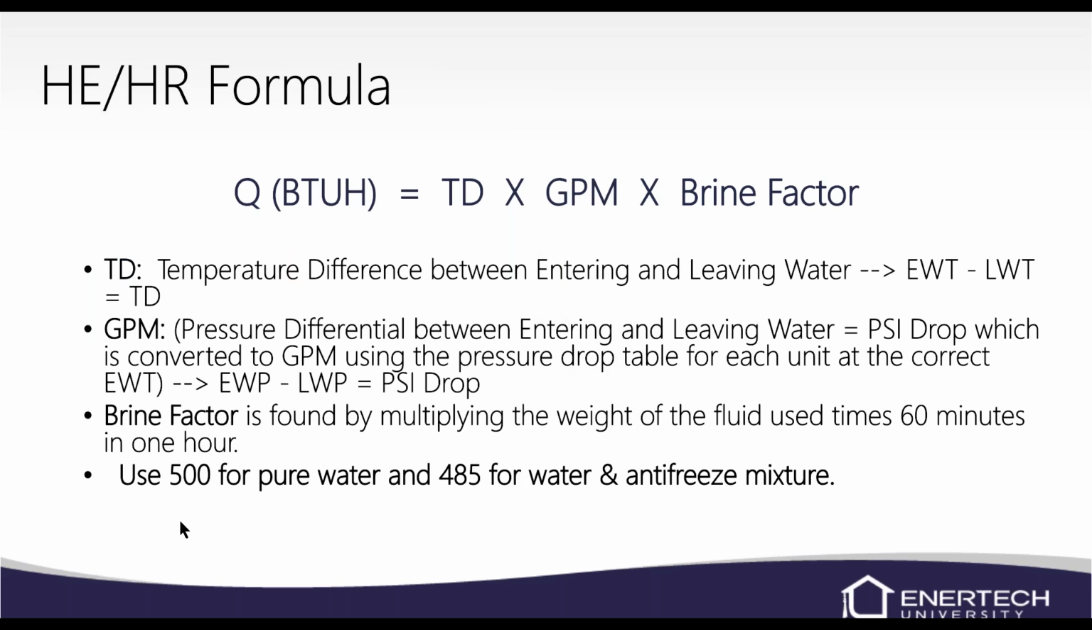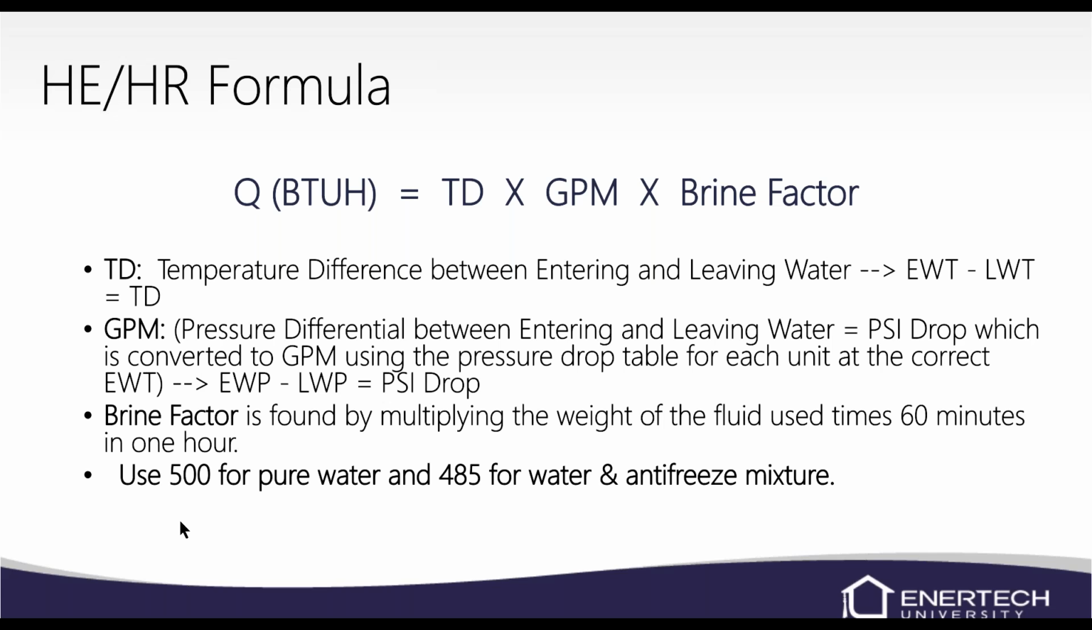So here is the magical heat of extraction and rejection formula. It's Q, which is BTUs. That is figured out by TD, which is the temperature difference between your entering and leaving water, times your GPM, which is your pressure difference converted to GPM, and your brine factor. Now, I'm going to tell you brine factors are found by multiplying the weight of the fluid times 60 minutes in an hour. Yeah, okay, sure. I'll remember that.